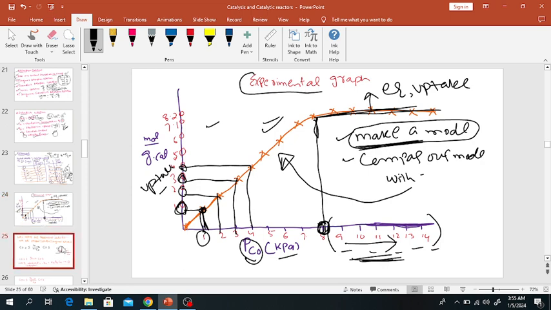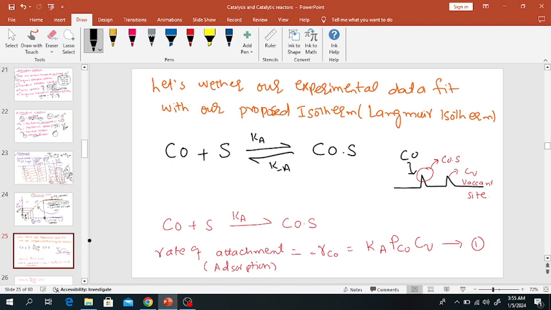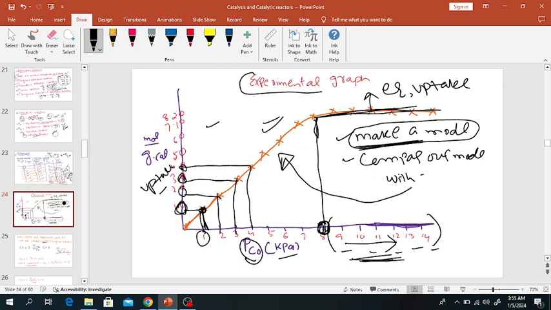The example was related to the adsorption of carbon monoxide on a catalyst. So let's see whether our experimental data fit with our proposed isotherm. First of all, we will propose an isotherm. Suppose this graph is related to the Langmuir isotherm.